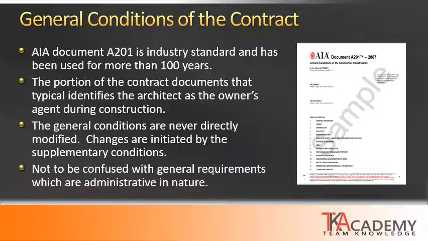So that's why this document is important. It spells out what the architect's role is, what jobs they're going to be doing during construction, and spells that out to the general contractor and the owner, so everyone understands what the architect's role and authority is during construction. So the important thing to note is that general conditions should never be modified.